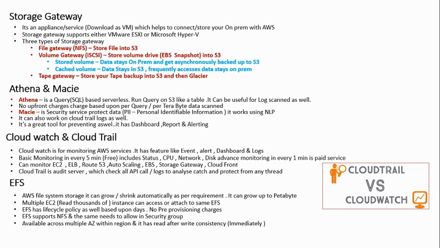Cached volume, as the name suggests, only the frequently accessed data would be at on-prem, and the rest of the data will stay at S3 or backed up into AWS. Whenever they need the data, it will be retrieved and cached into your local volume.